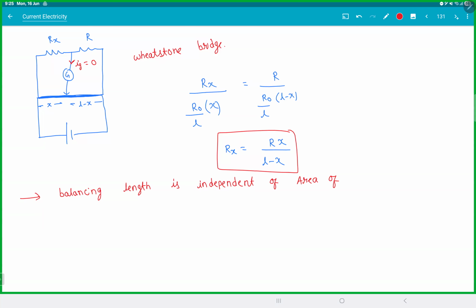So there was a question like that. The radius of the potentiometer wire or the balancing wire has doubled. Then what will happen to the balancing length? Nothing. Second thing, what happens if you increase the length of the wire? Instead of using length L, what if you use 10L?